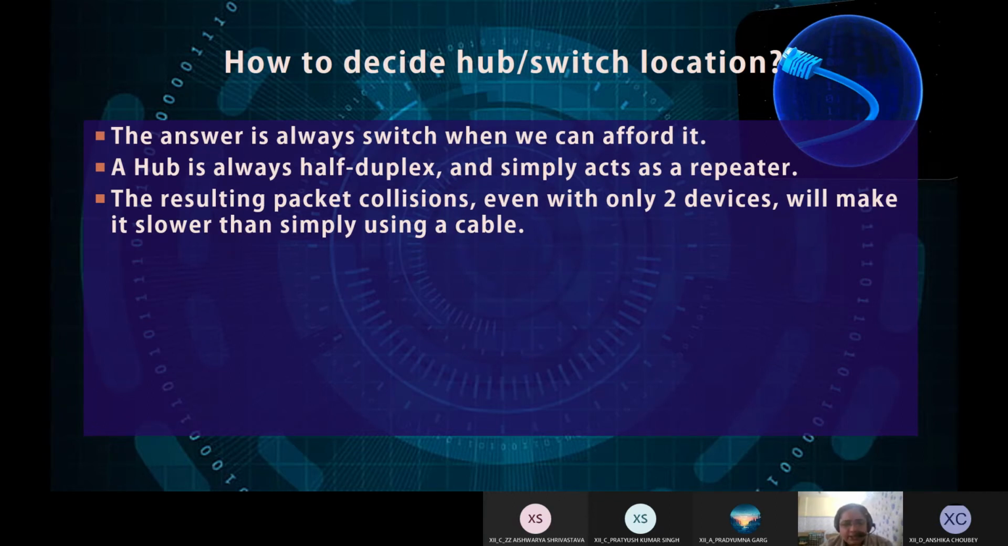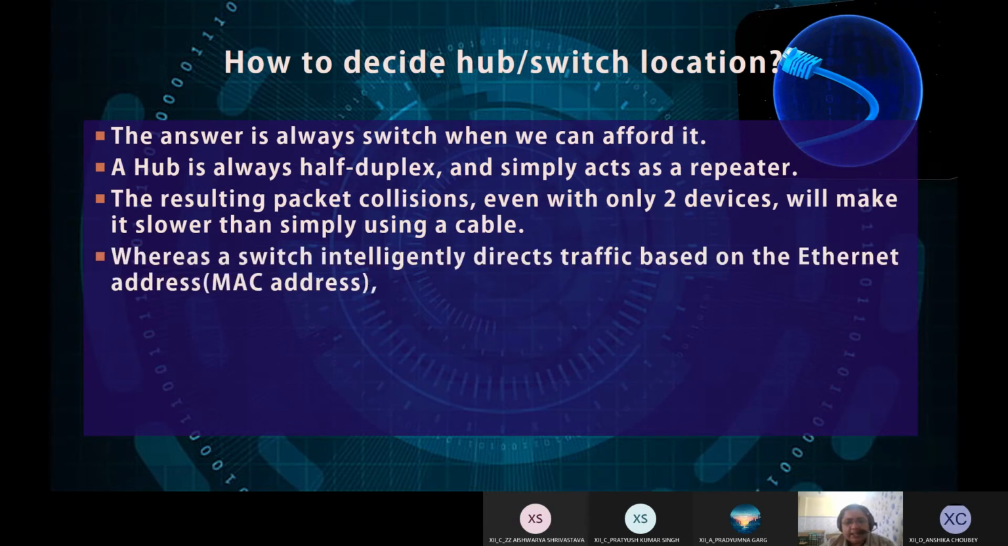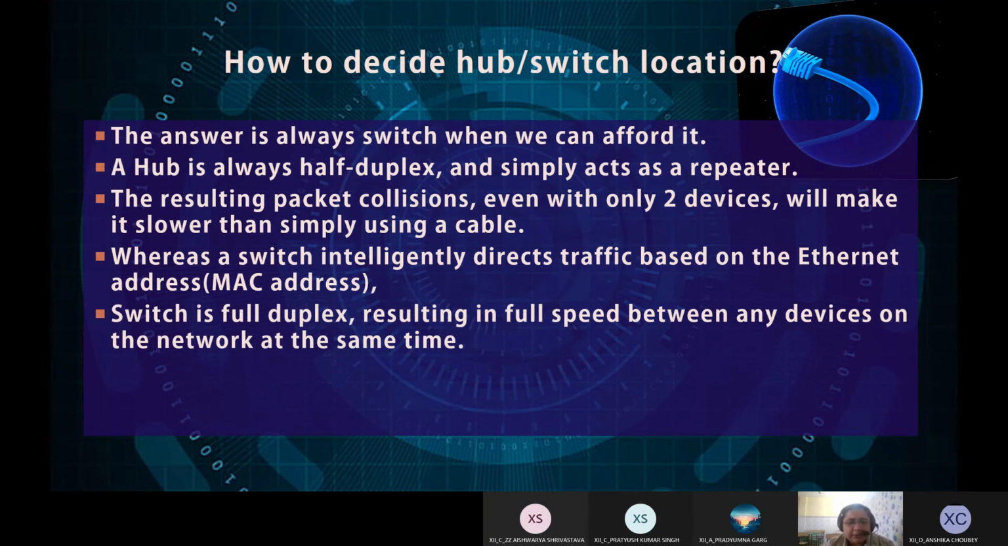The resulting packet collisions, even with only two devices, will make a hub slower than simply using a cable. Whereas a switch is intelligent; it doesn't broadcast data. Rather, it establishes a temporary connection between the source and the destination, and it ensures proper transmission of the data packets to the destination, right? Using the MAC address. Switch is full duplex. As I had explained, a switch provides hop-to-hop delivery of data packets. Switch is full duplex, resulting in full speed between any devices on the network at the same time.